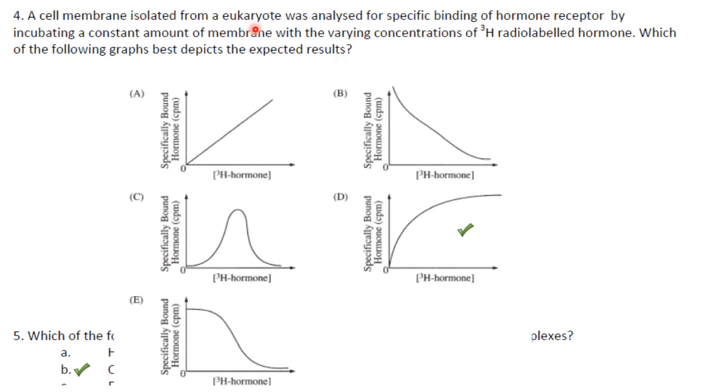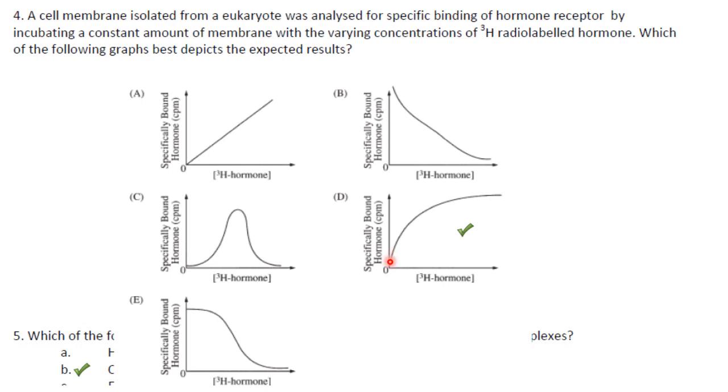Now, the cell membrane was isolated from a eukaryote and analyzed for specific binding of hormone receptor by hormone. Now what they did was they radio labeled the hormone. So radio labeling will tell us how many molecules of hormone got bound to the receptor. If there are 2 receptors, then 2 molecules of hormones would have bound. If there are 3 receptors, then 3 molecules of hormones would have bound. So the graph will be as shown in D, because there will be an increase in the beginning.